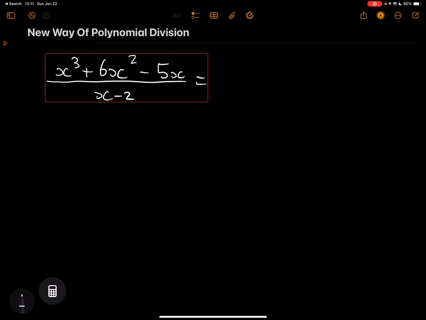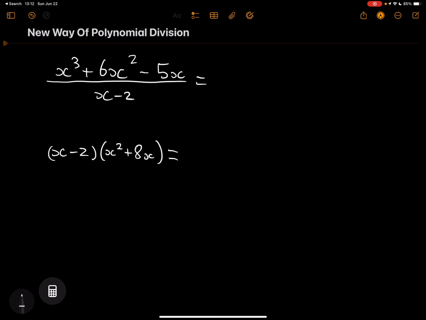Now from this, what we're going to do is first of all take the numerator and try and multiply the denominator by something to get it as close as possible to the numerator. So we usually want to multiply by a binomial or more, but binomials are most often, okay? So we can multiply by x squared plus, I think, 8x, yes. Now if we do this, what do we get? Well, we get x cubed plus 6x squared minus 16x.